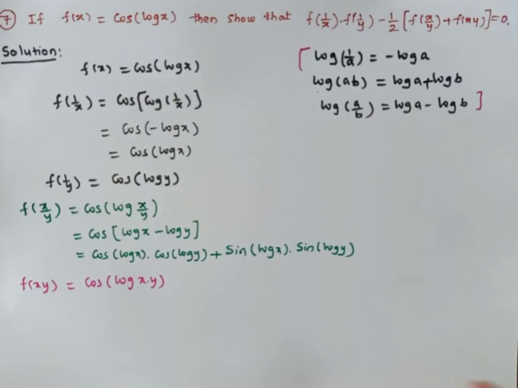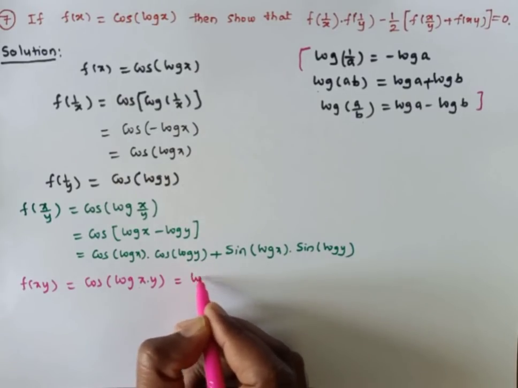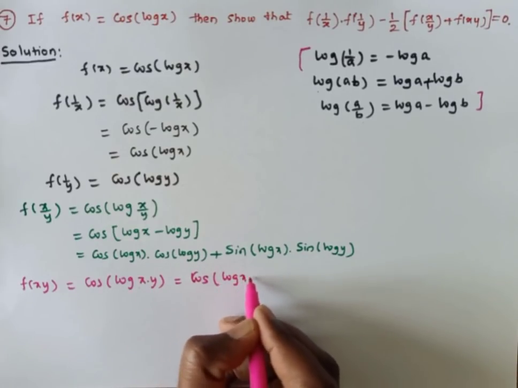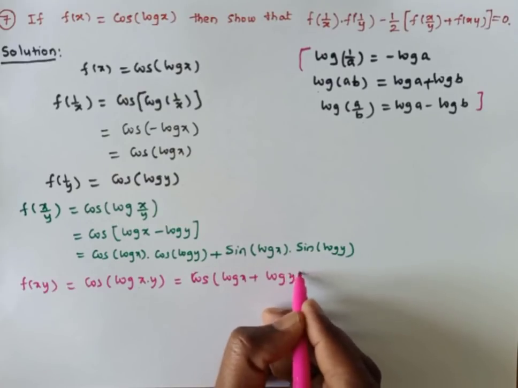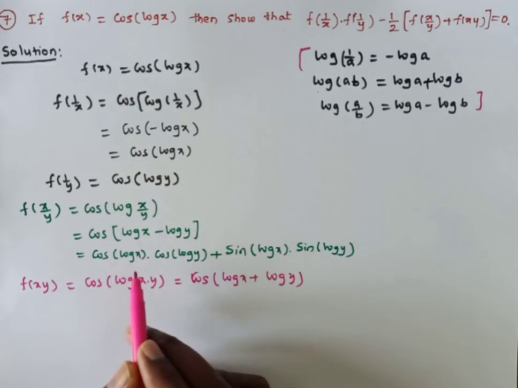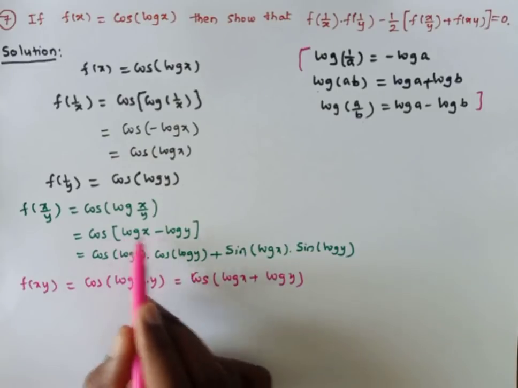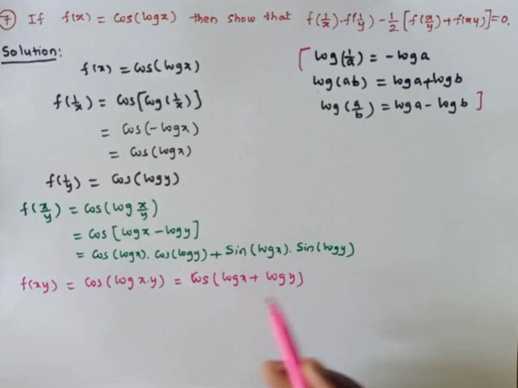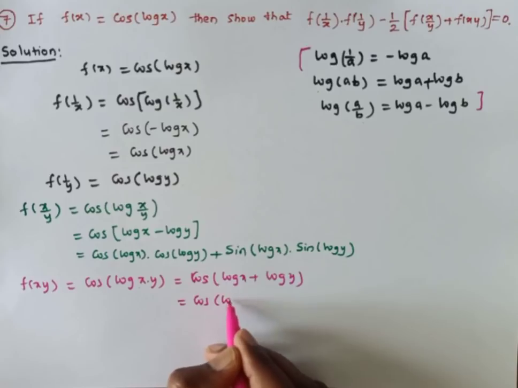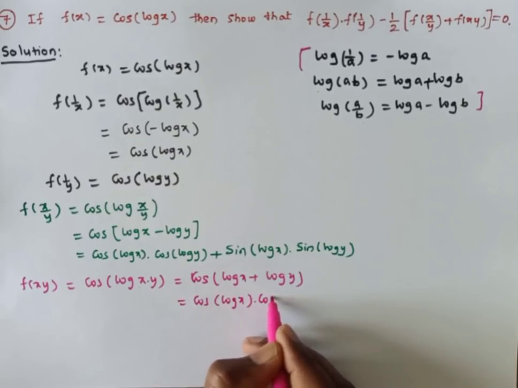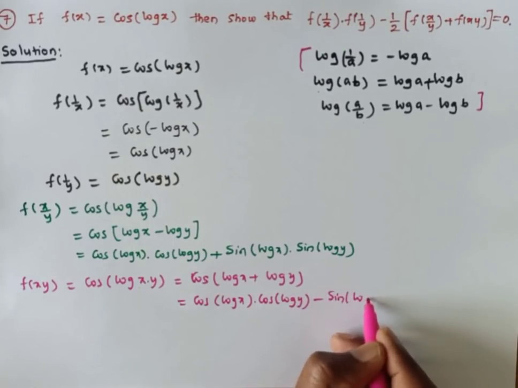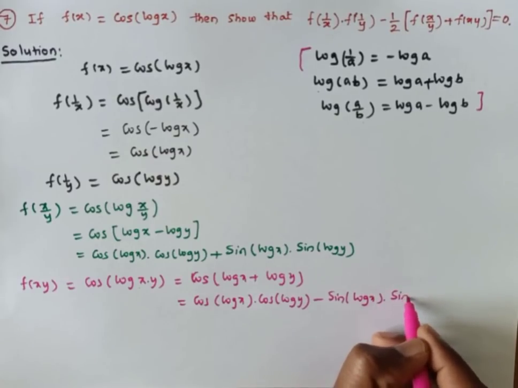So cos of log of a into b becomes log a plus log b, or log x plus log y. Now this is in the form of cos of a plus b. Earlier it was cos of a minus b, now it is cos of a plus b. Cos of a minus b means cos a cos b plus sin a sin b, and now it is with a negative sign. So this can be written as cos of log x into cos of log y minus sin of log x into sin of log y.